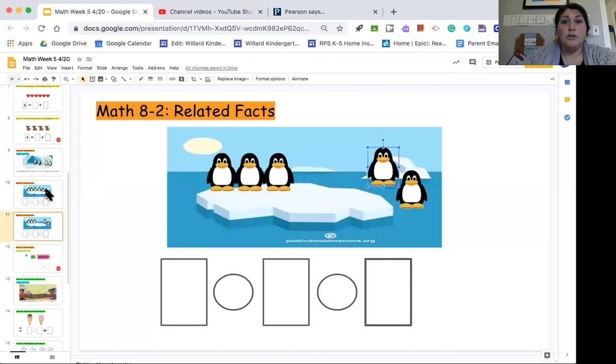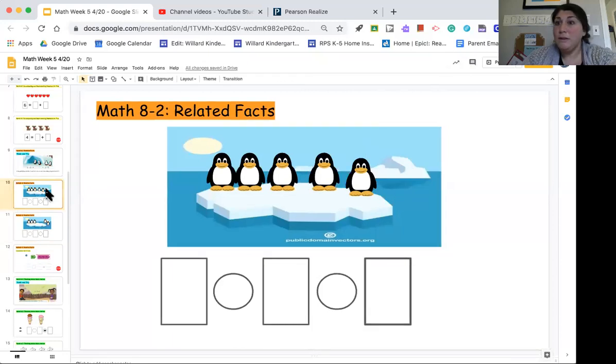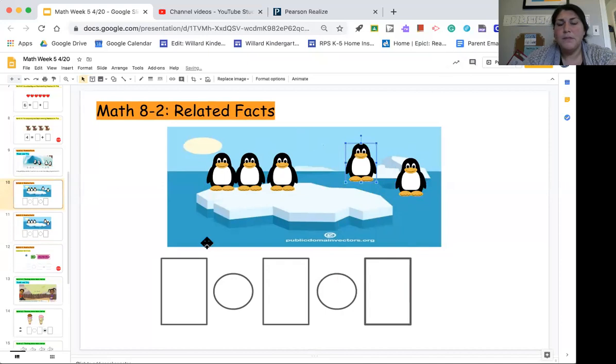So these next two problems, they relate to each other because they're going to have math facts that you'll see have similar numbers. So listen carefully. There were 5 penguins on an iceberg. 2 went off to get food. How many are left? Pause the video and try to write an equation that relates to this story problem.